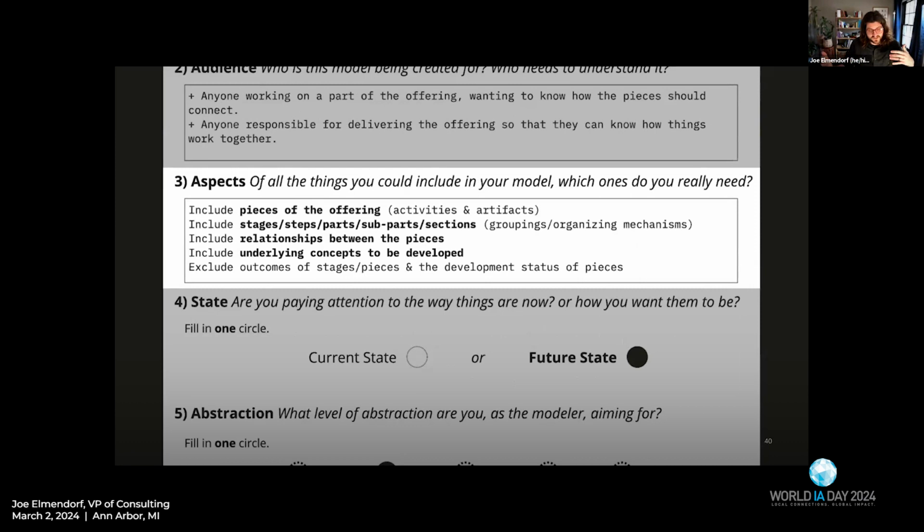But because of the way the conversations were going, it was important to me to not include outcomes and not include the phases or the status of how done these pieces were, because that tended to be something that derailed us and took a lot of the attention from the conversation. And so I intentionally wanted to leave those out, keep us from getting distracted.